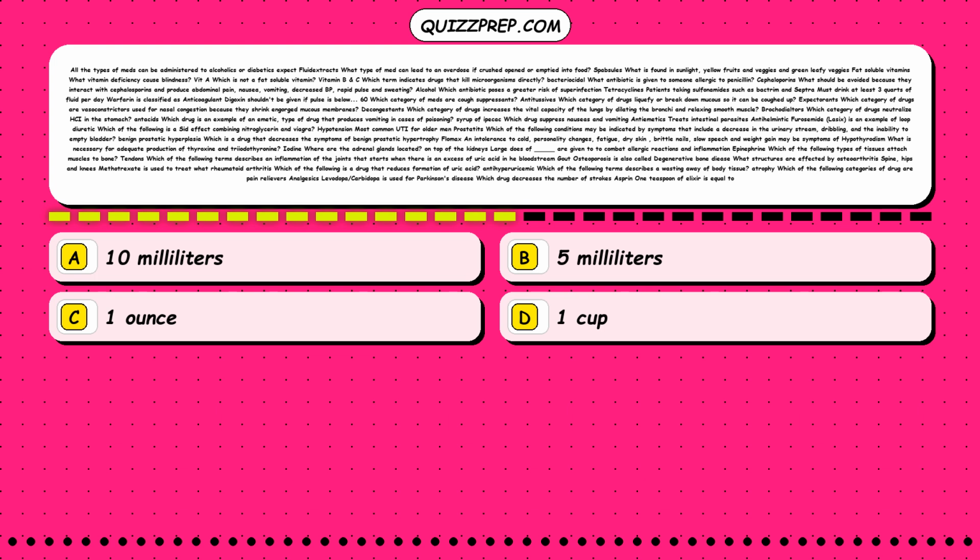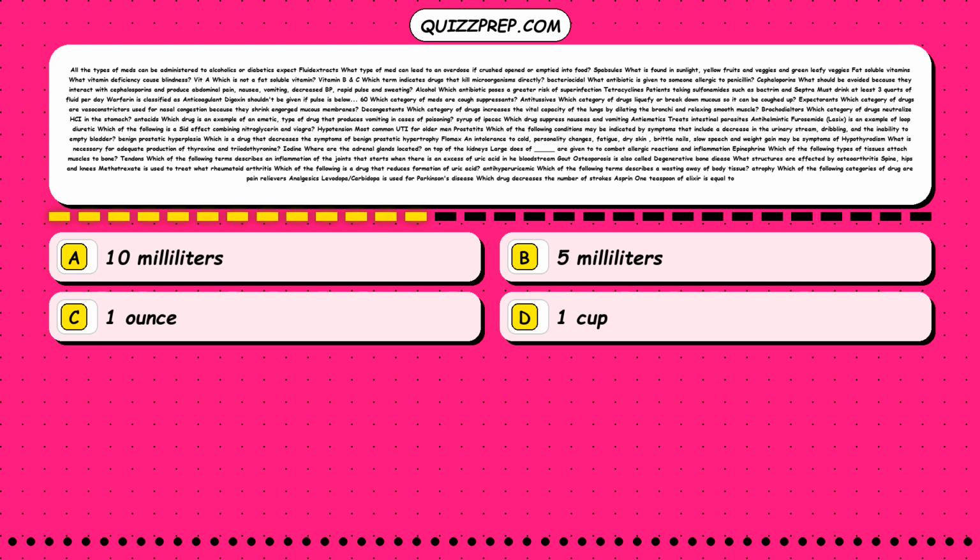Antacids. Which drug is an example of an emetic, a type of drug that produces vomiting in cases of poisoning? Syrup of ipecac. Which drugs suppress nausea and vomiting? Antiemetics. What treats intestinal parasites? Antihelmintic. Furosemide, Lasix, is an example of a loop diuretic. Which of the following is a side effect of combining nitroglycerin and Viagra? Hypotension. Most common UTI for older men?